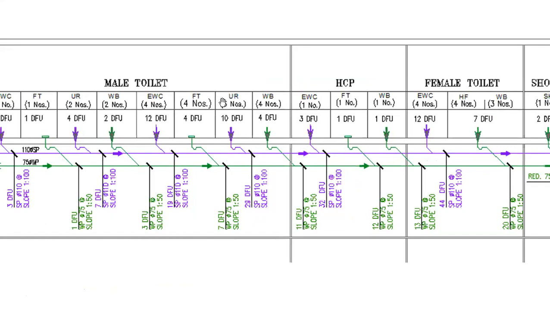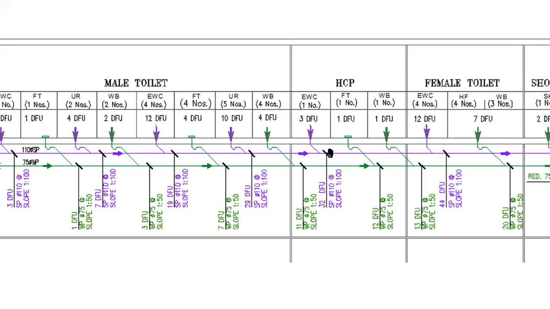Again, in the toilet soil pipe we are connecting urinals, 5 urinals. For each urinal 2 fixture units, 5 into 2, 10 fixture units I have put. 10 plus the previous 19, 29 drainage fixture units will come after this connection. So we are maintaining the 100 mm pipe only with 1:100 slope.